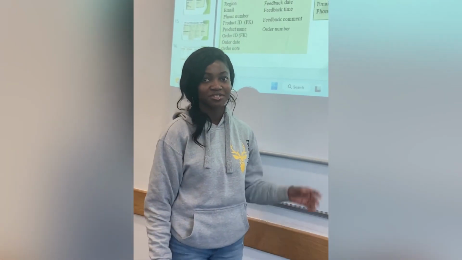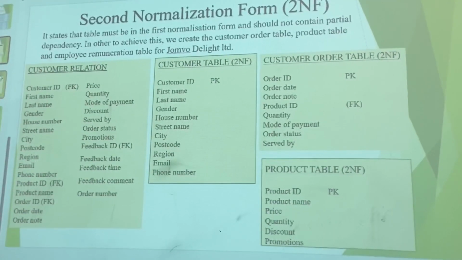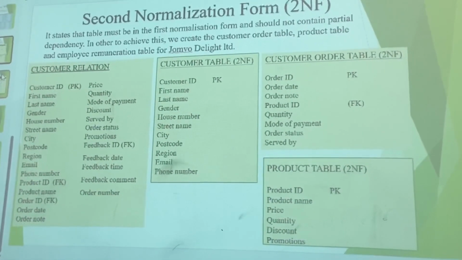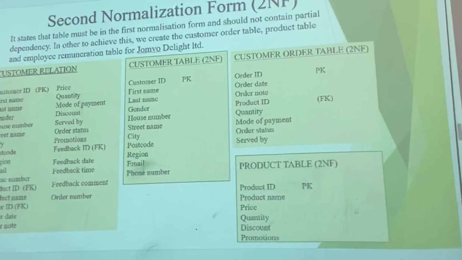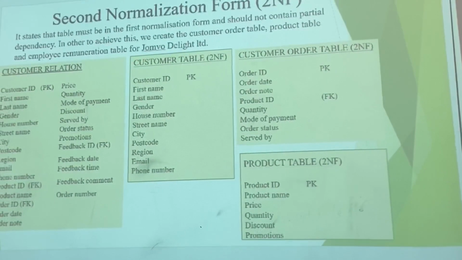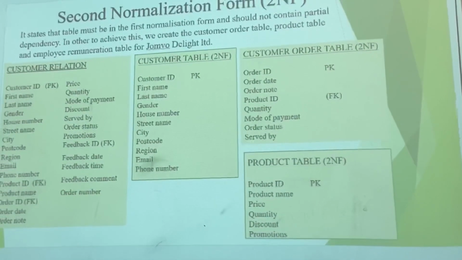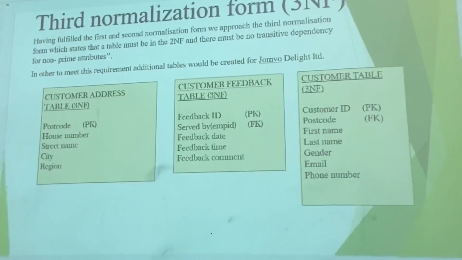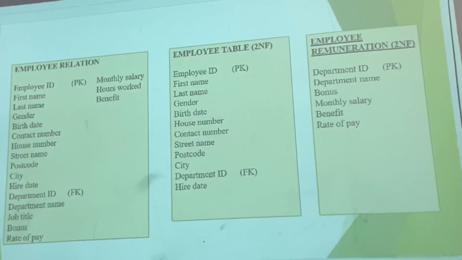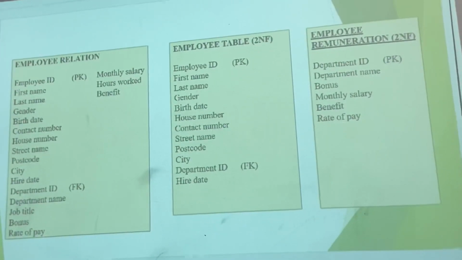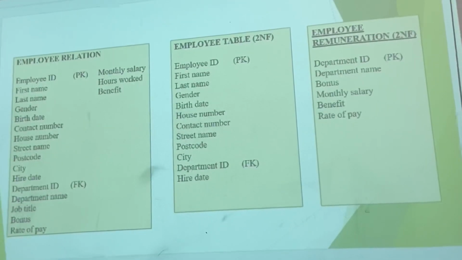Hi, my name is Hester and I'll be taking the second and the third normalization forms. For the second, the first rule of normalization must have been met, and the table should not contain partial dependency. To achieve this, we created a customer order table, product table, and employee remuneration table for Jumbo Delights Limited.